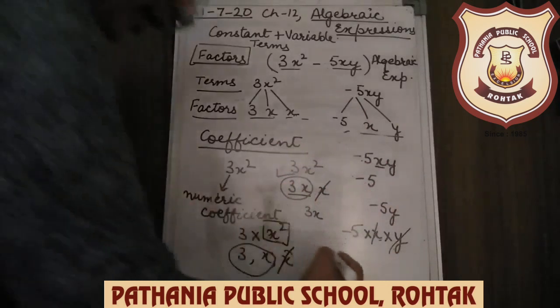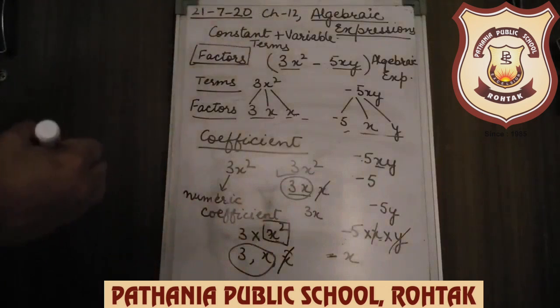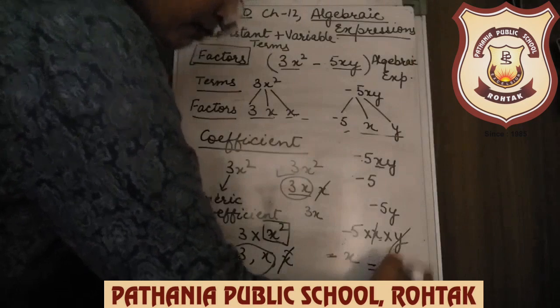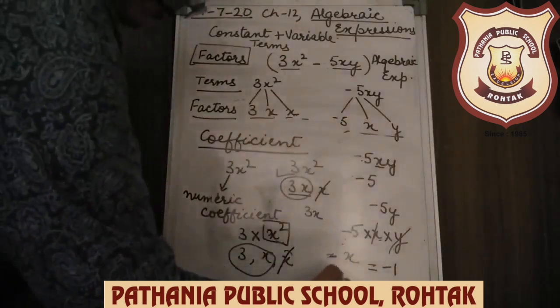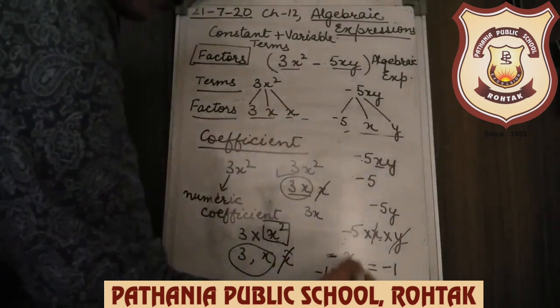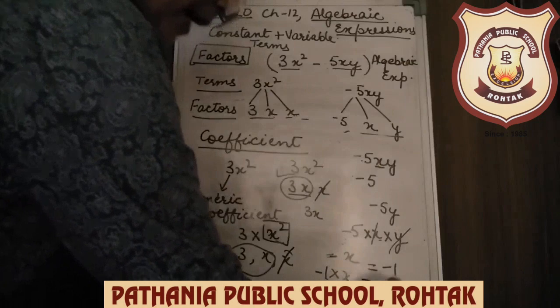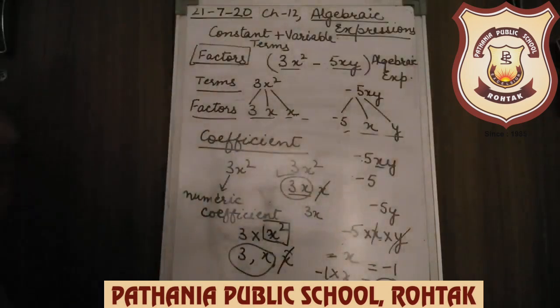Now if I write minus x, what is the numeric coefficient of this term? It is going to be minus 1, because we don't write 1 multiplied by x. Minus 1 multiplied by x is going to be minus x. So if nothing is mentioned, it means here is 1, which is a very important thing.